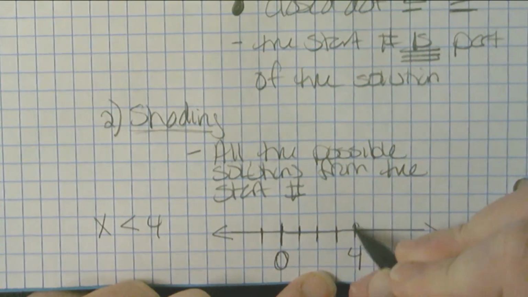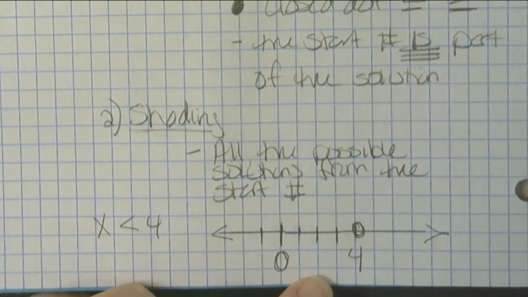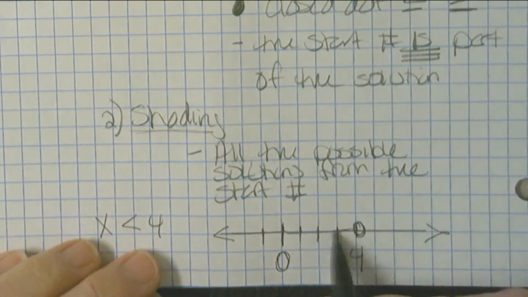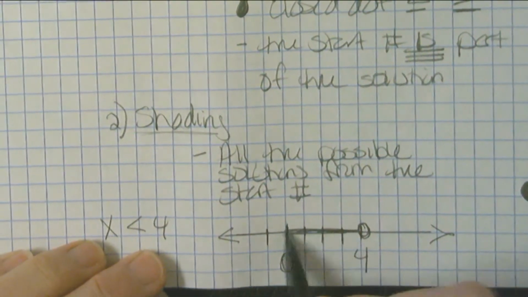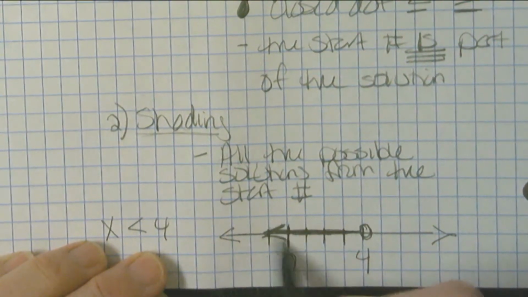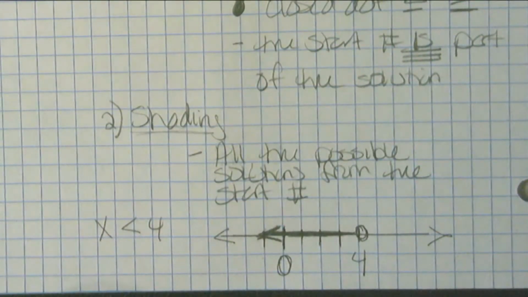Here's 4. It's an open dot at 4, and all my x's are less than 4, so I'm just going to shade to the left of 4. You guys cool with that? Okay. All right, so let's just go into solving these.